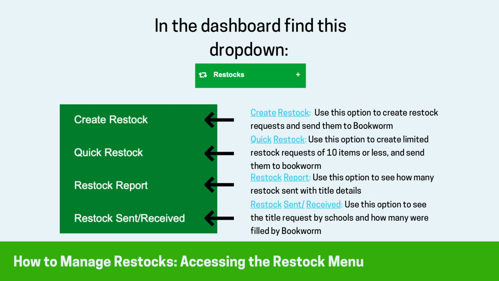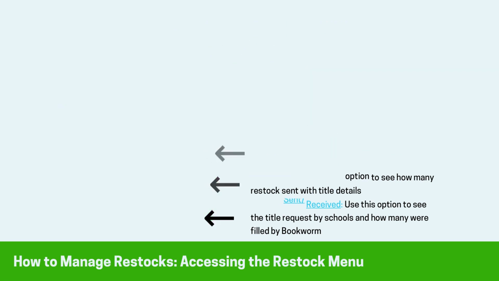Use the Quick Restock option to create a limited restock request of 10 items or less. Use the Restock Report option to view how many restocks were sent and the various title details. And finally, use the Restock Sent/Received option to see the titles requested and how many were fulfilled by Bookworm.